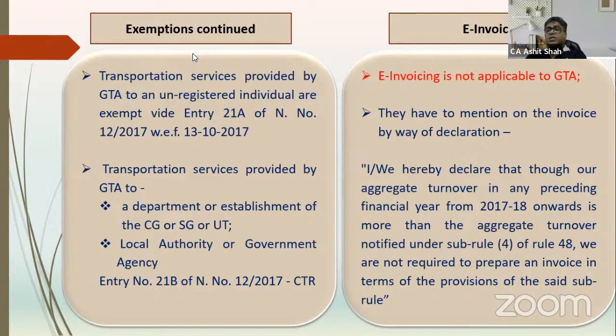Now the question is whether GTA is liable to issue the e-invoice. The reply would be that they need not register for e-invoicing because it's not applicable. However, they have to mention a declaration on their invoice. What declaration? It says, we hereby declare that though our aggregate turnover in any preceding financial year from 17-18 onwards is more than the specified aggregate turnover, we are not required to prepare an invoice in terms of the provisions of the same sub rule. That means e-invoicing का sub rule. This declaration has to be mentioned on all the invoices issued by the GTA.